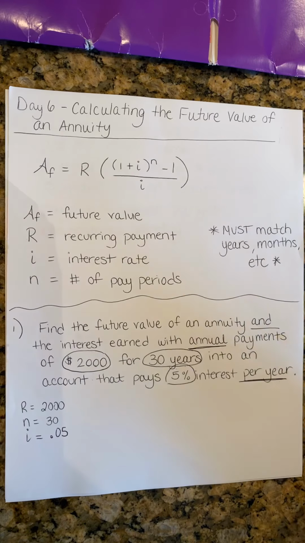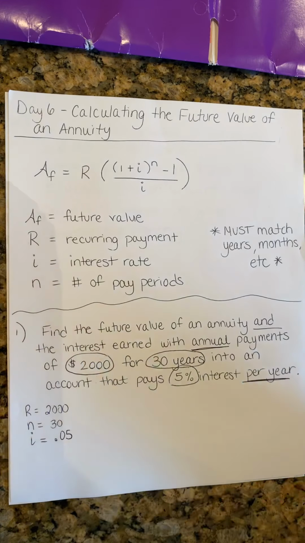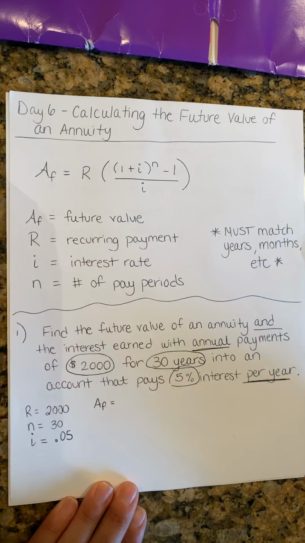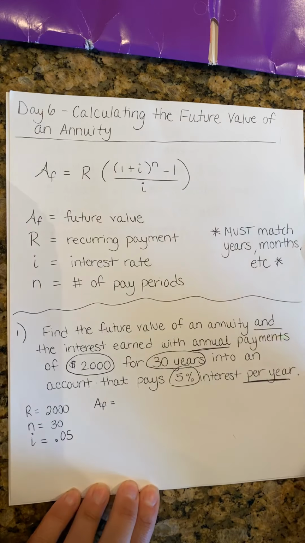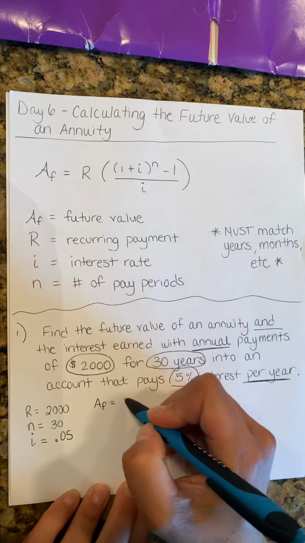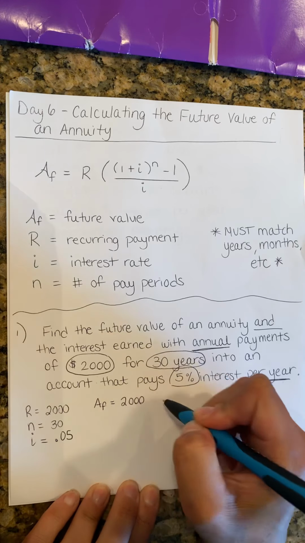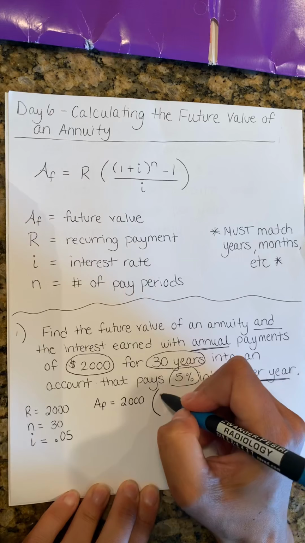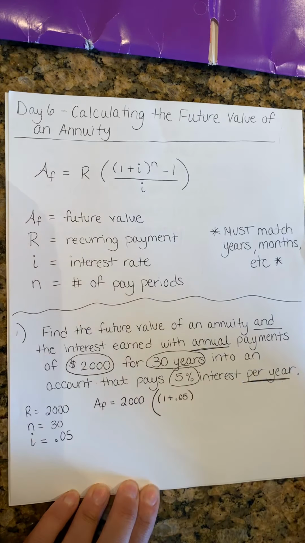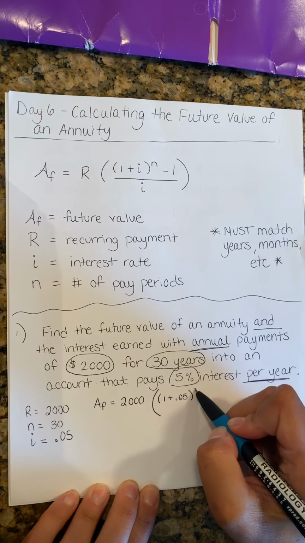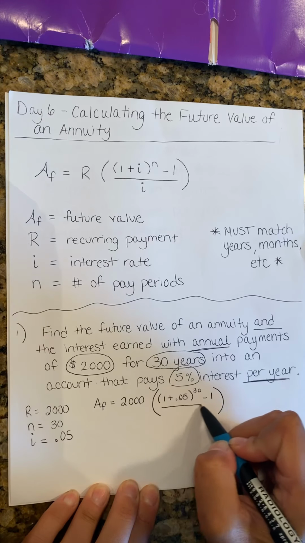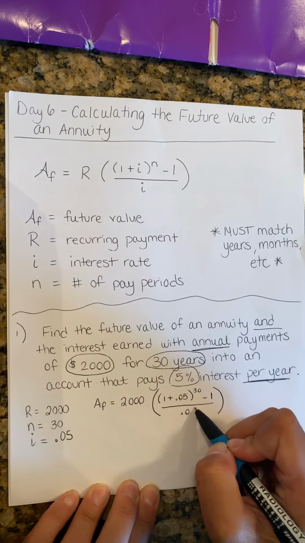So this is a 2-part question because I do need to figure out the future value and also the interest that I earned. So I need to find the AF, or the future value, first before I can find the interest. So AF equals, go back to your formula. So it's your recurring payment, 2,000, parenthesis up top, 1 plus my interest rate, 0.05, close the parenthesis, raised to the N, which is 30. Then I have a big -1 after it. And then that whole thing is over your interest rate, which is 0.05.